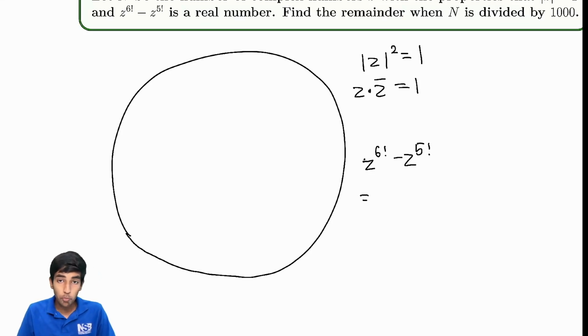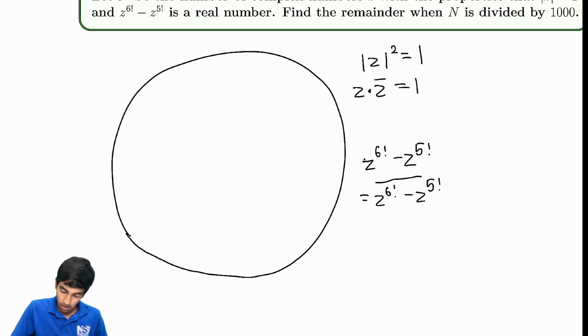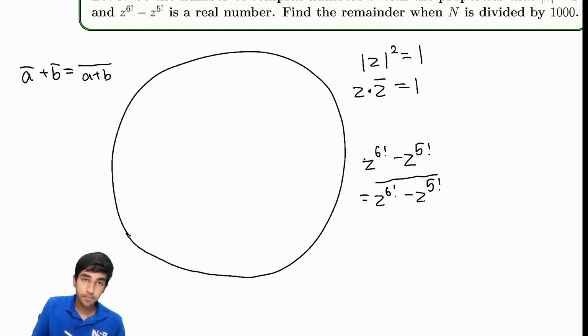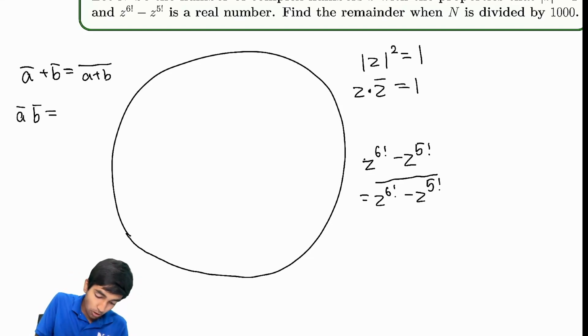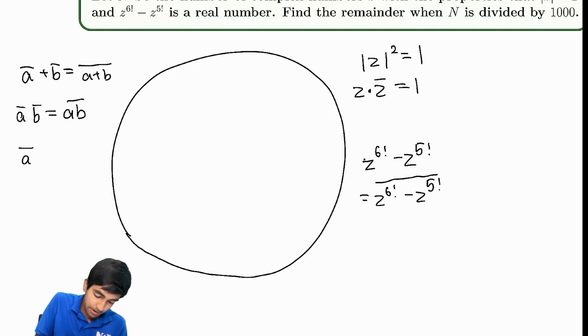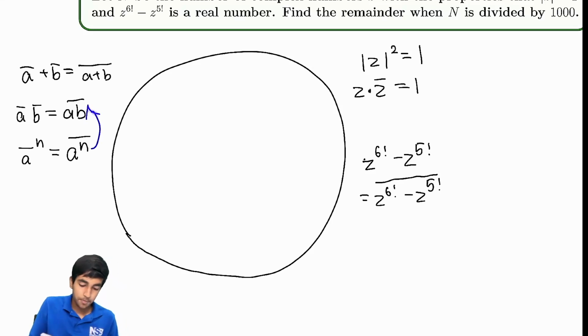Now, there's some really cool properties about conjugates. This thingy's conjugate. If you have a conjugate and you add it, it's going to be equal to a plus b's conjugate. Similarly, if you have two numbers and you multiply them, we're going to have this. And of course, this is just derived from the previous one. This is also true, and this is just derived from this.